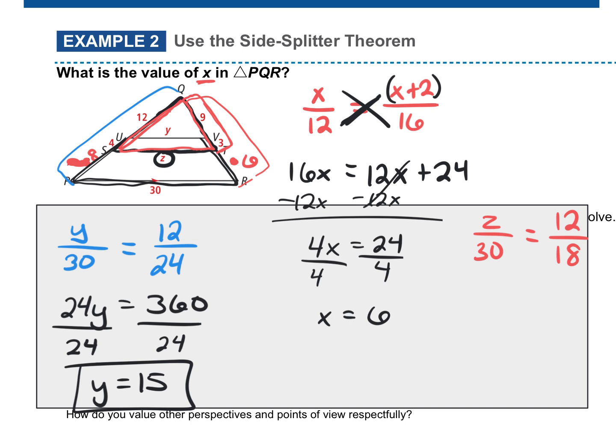So I get z times 18, 18z, equals 30 times 12, 360. Last thing, divide by 18. Divide by 18, z equals 20.